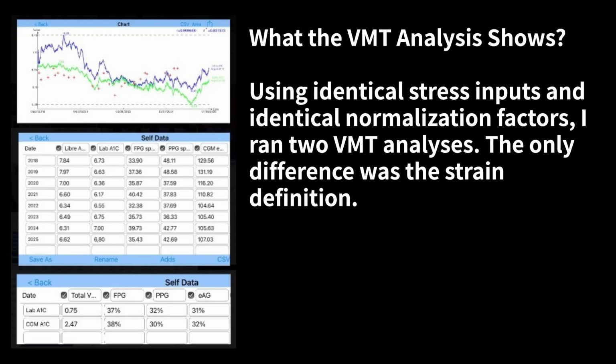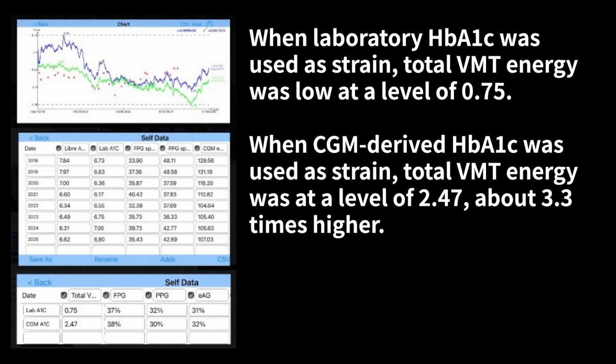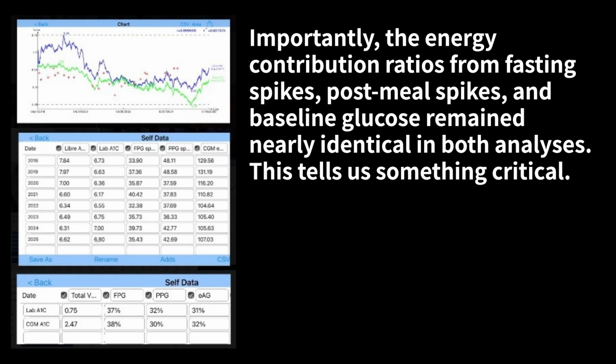What the VMT analysis shows. Using identical stress inputs and identical normalization factors, I ran 2 VMT analyses. The only difference was the strain definition. When laboratory hemoglobin A1C was used as strain, total VMT energy was low, at a level of 0.75. When CGM-derived hemoglobin A1C was used as strain, total VMT energy was at a level of 2.47, about 3.3 times higher. Importantly, the energy contribution ratios from fasting spikes, post-meal spikes, and baseline glucose remain nearly identical in both analyses.